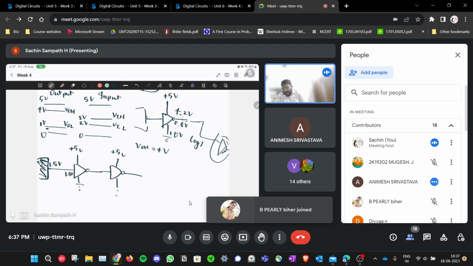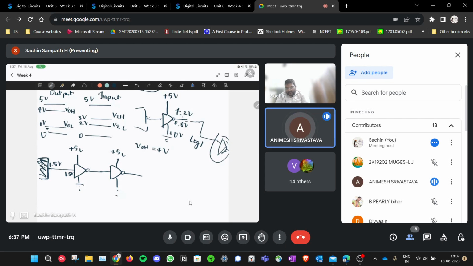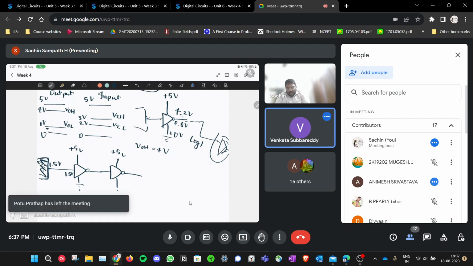So this 1.5 volts, is it a low or a high? How do you decide? No, you don't. Why is it low, Venkata? Why is it low? How do you know it is low?